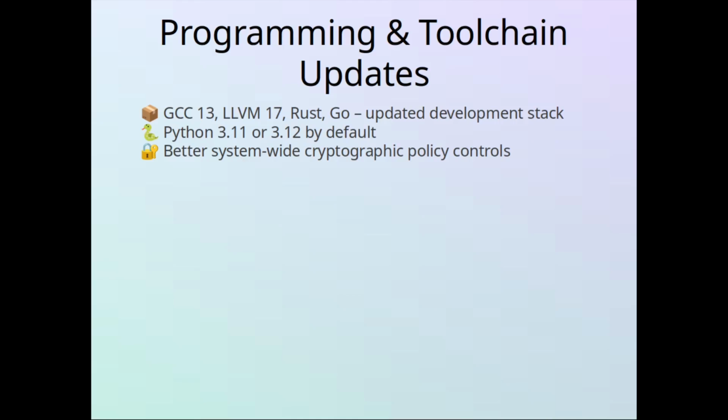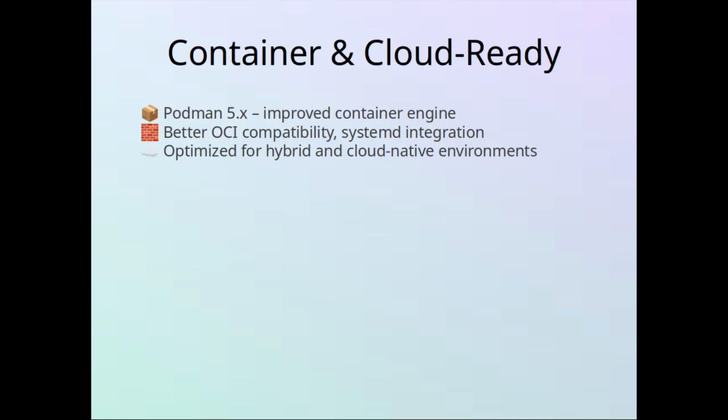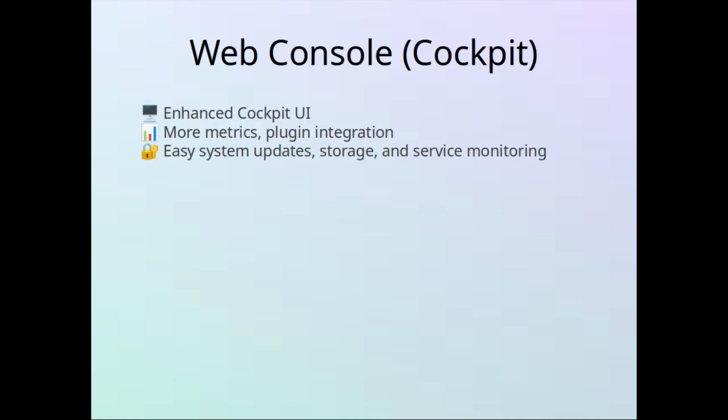And on the next slide, programming and toolchain updates. The development toolchain is significantly upgraded, with GCC 13, Python 3.11, Rust and Go. Developers will enjoy a modern and secure coding environment right out of the box. On the next point, container and cloud ready. AlmaLinux 10 is fully cloud ready with Podman 5 and better system integration. Container management becomes faster and more compliant with OCI standards.